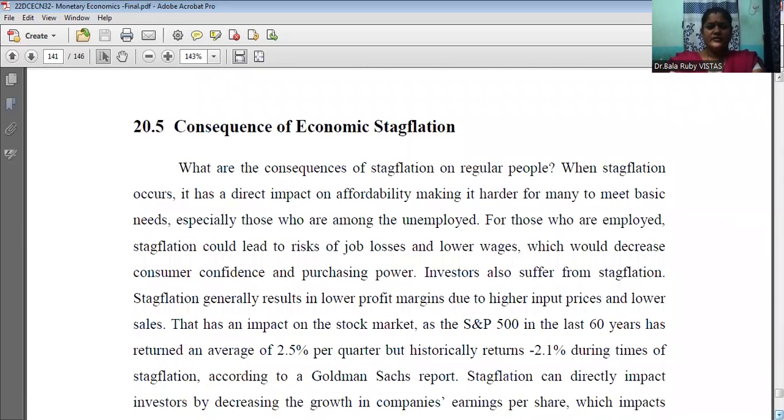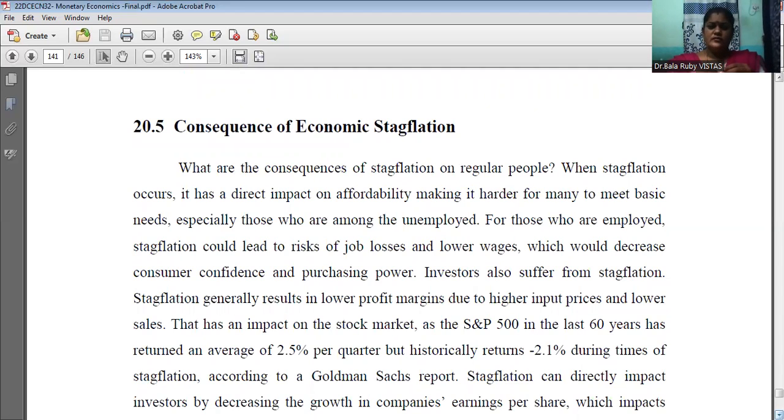Let us concentrate on the consequences of economic stagflation. What are the consequences of stagflation on regular people? So when stagflation occurs, it has a direct impact on affordability, making it harder for many to meet basic needs, especially those who are among the unemployed. For those who are unemployed, stagflation could lead to risk of job losses and lower wages, which would decrease consumer confidence and purchasing power.